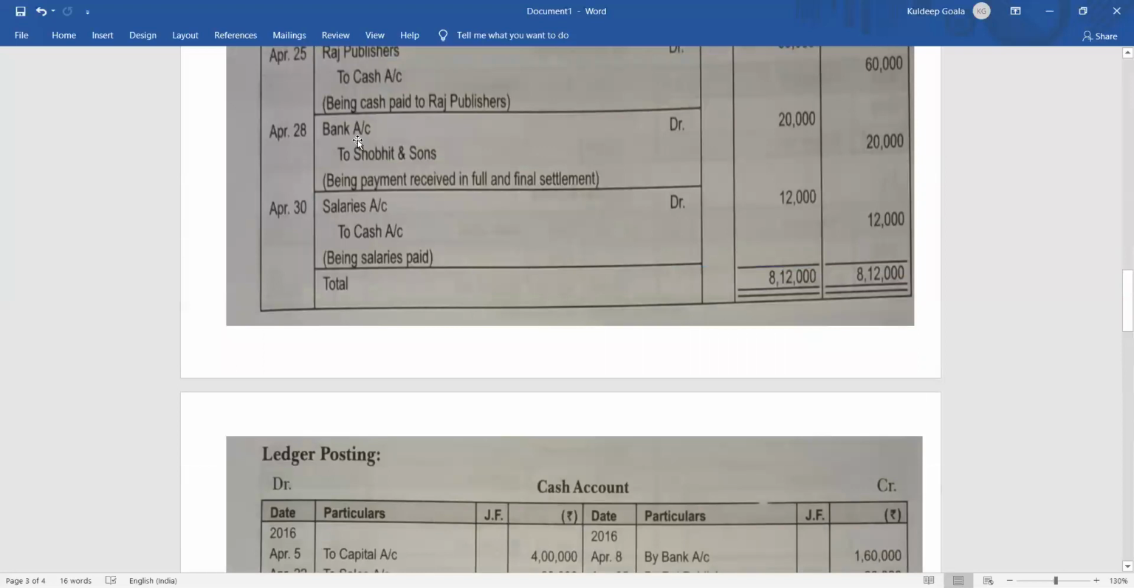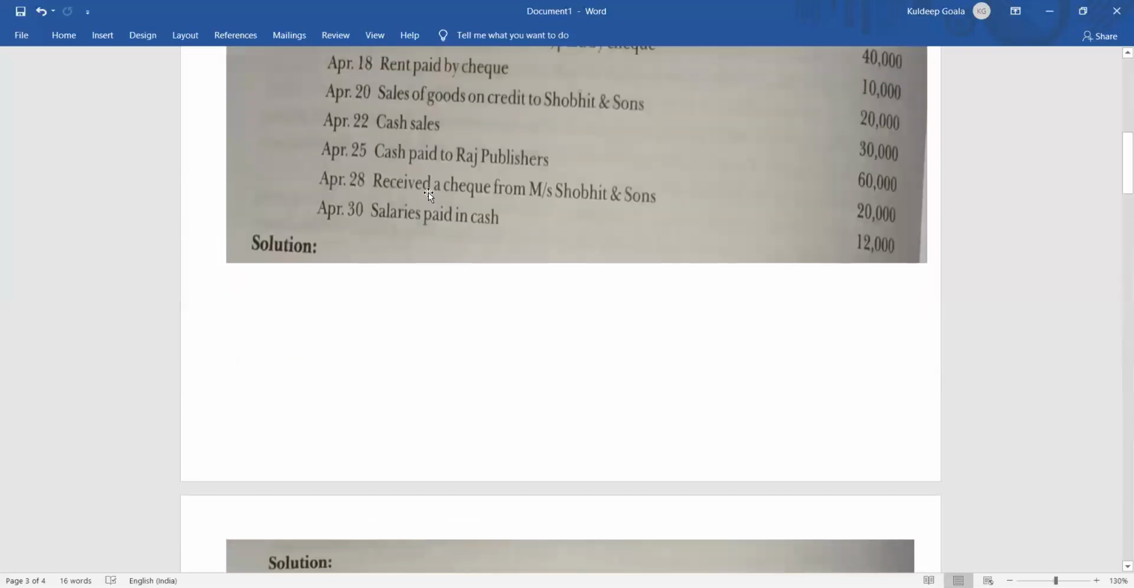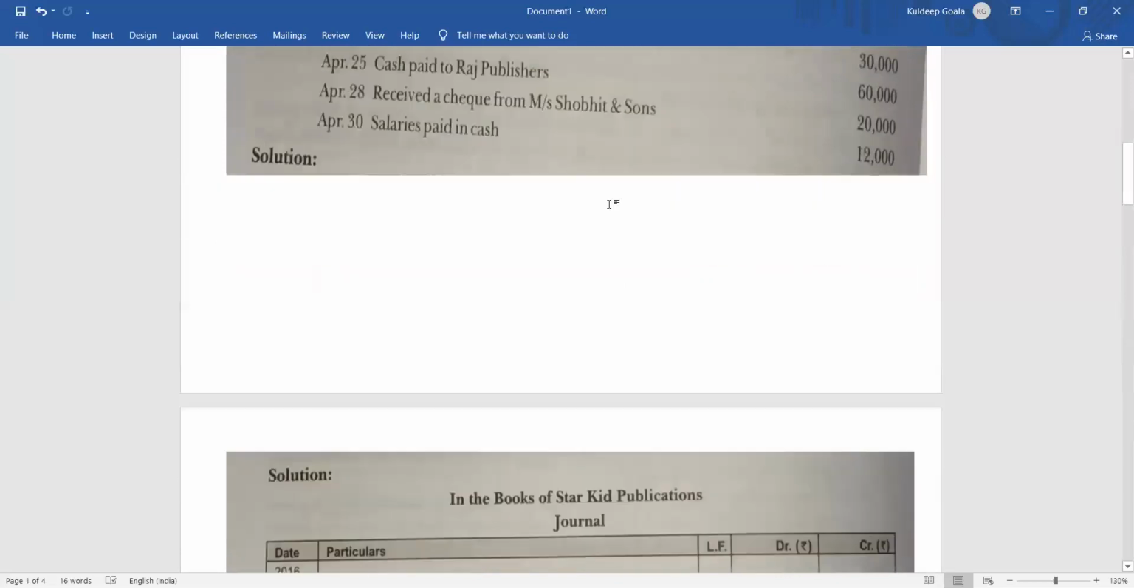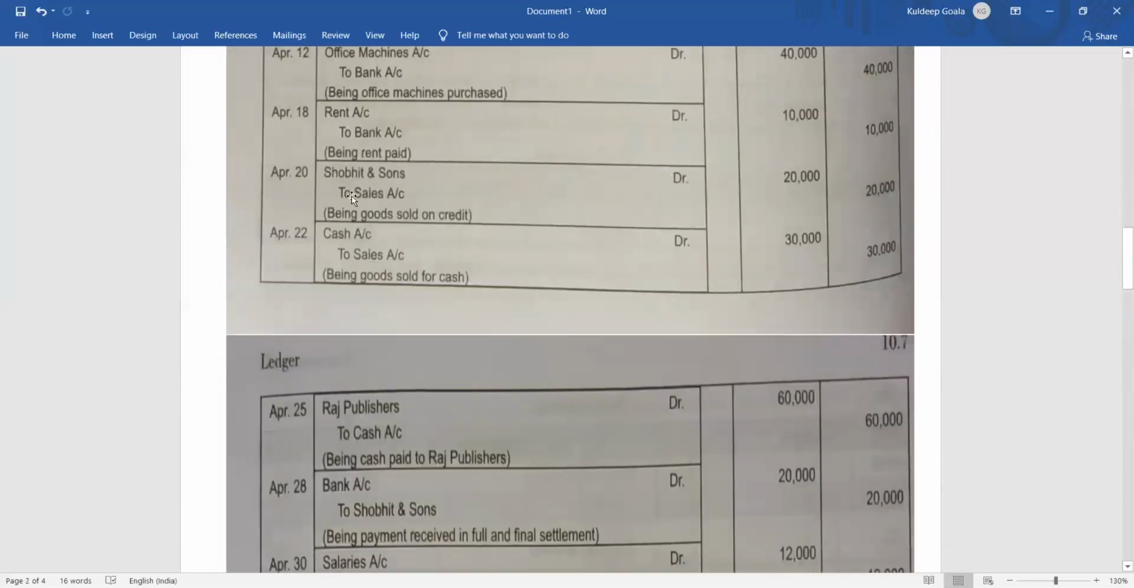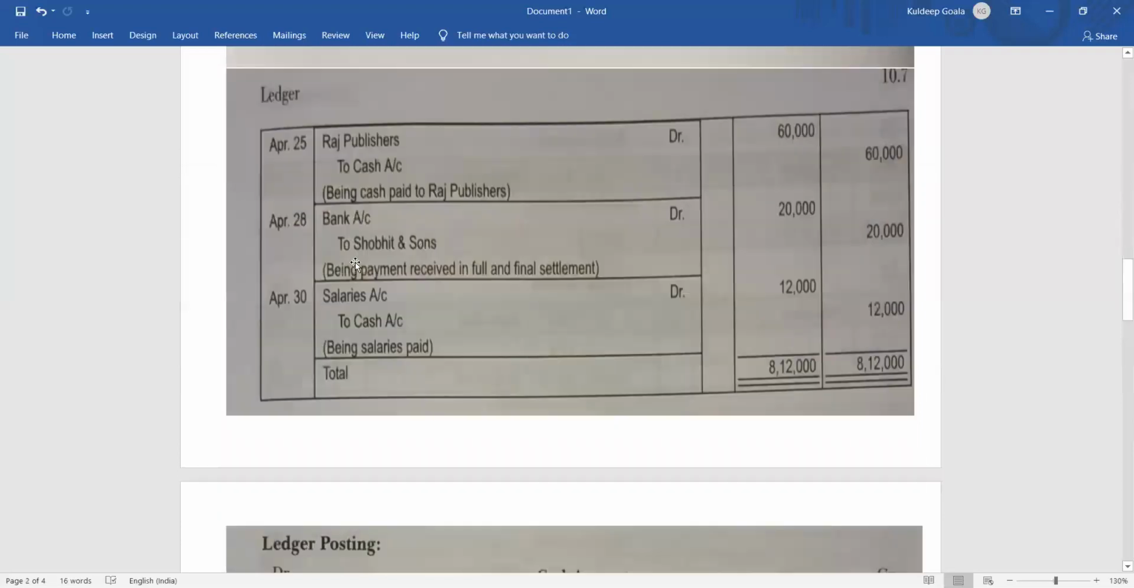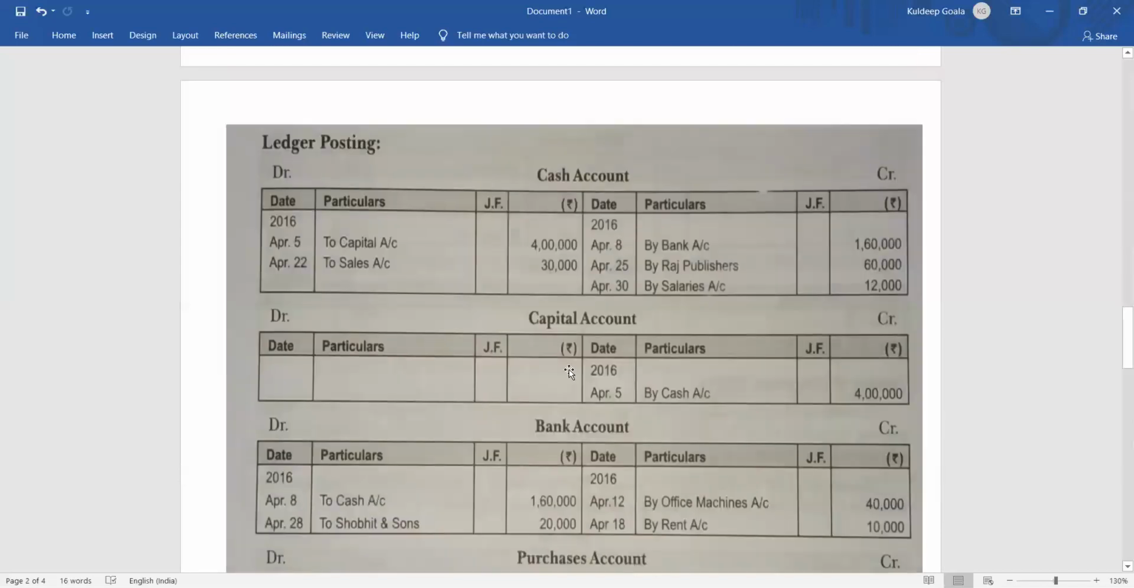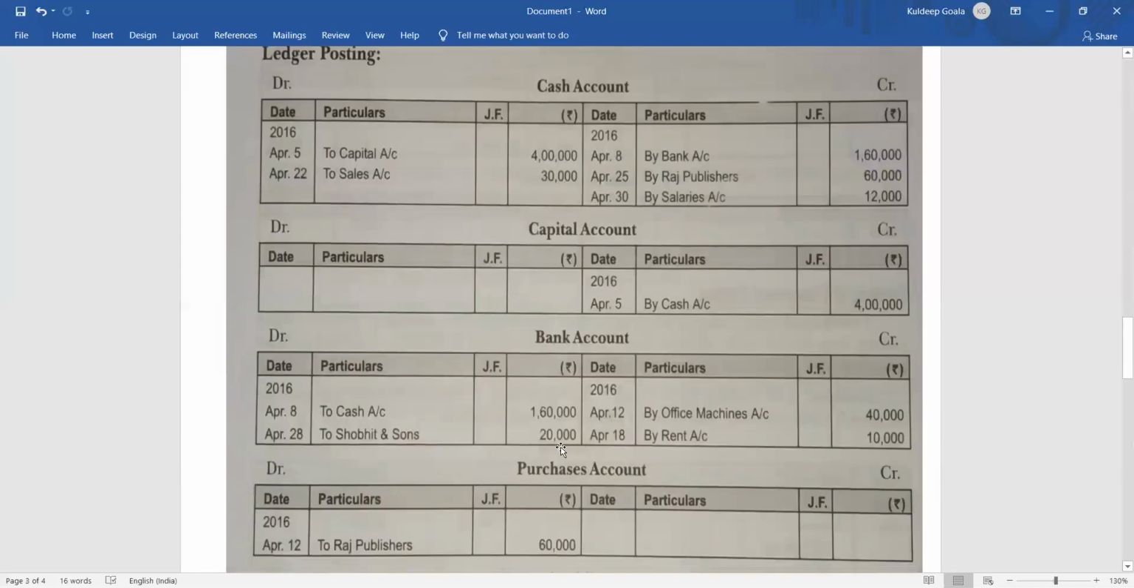Then coming to the next. What is the next transaction? Received a check from Messrs. Sobhit and Son. So receiving a check means bank account debit to Sobhit and Son. See the journal entry. Bank account debit to Sobhit and Son. How much? 20,000. So bank के debit side में जाओ, क्या लिखोगे? To Sobhit and Son. See bank debit side. To Sobhit and Son 20,000.